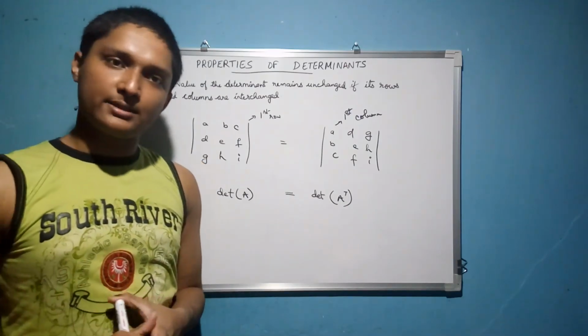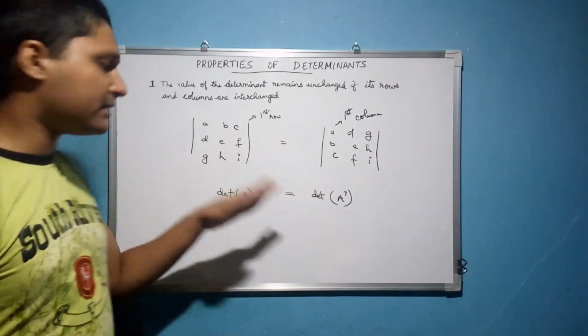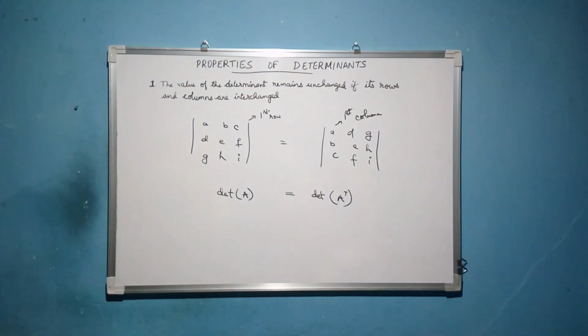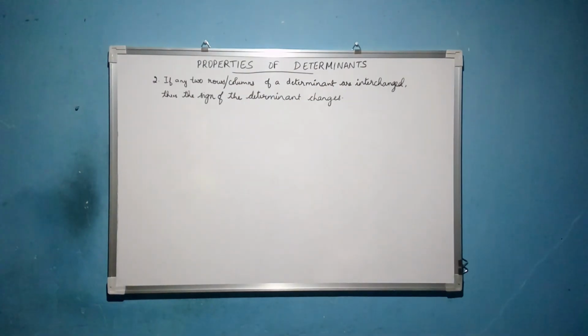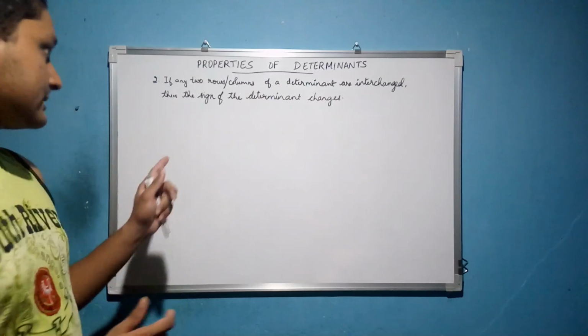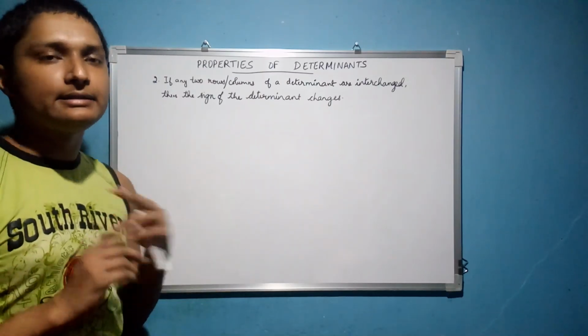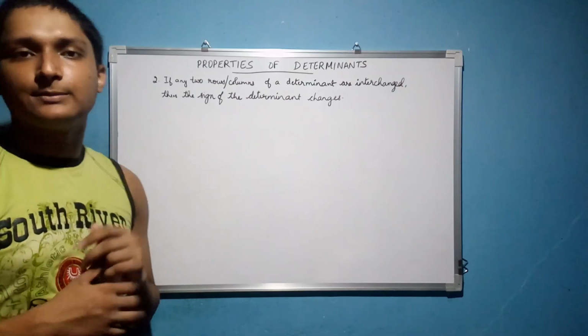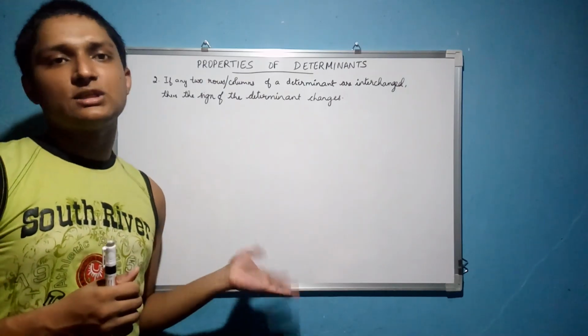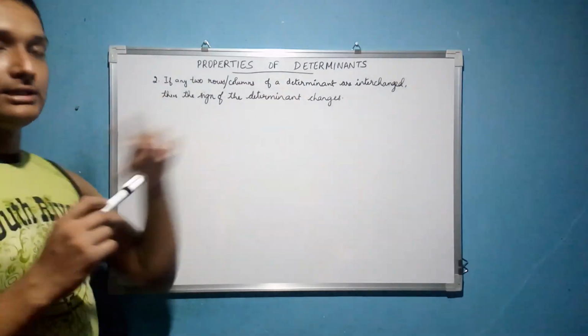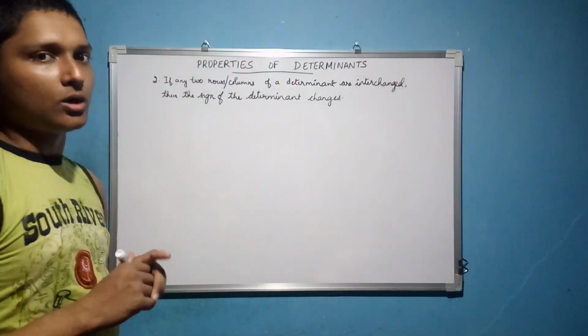This is the first property. This is generally not so useful, but you should know what this is. Okay, next we'll move on to the second property. The second property states that if any two rows or columns of a determinant are interchanged, then the sign of the determinant changes. So if it is positive, it becomes negative. If it is negative, it becomes positive after interchanging any two rows or columns.